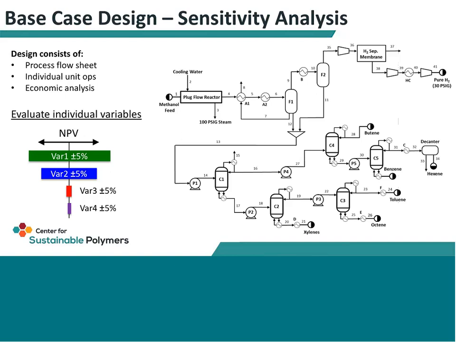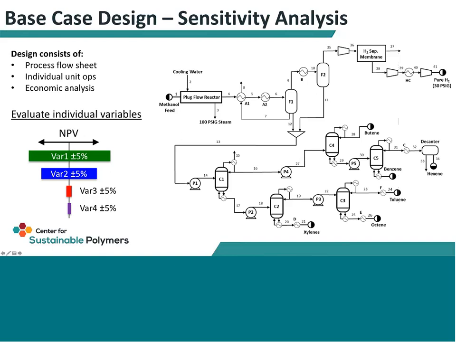So what I could do is look at a process flow sheet like this, and pick out a few places that I suspect are very important to the economics, and pick 4 variables. Each variable I could then vary, plus or minus 5%, say, and figure out how much changing that variable 5% up or down affects the NPV.